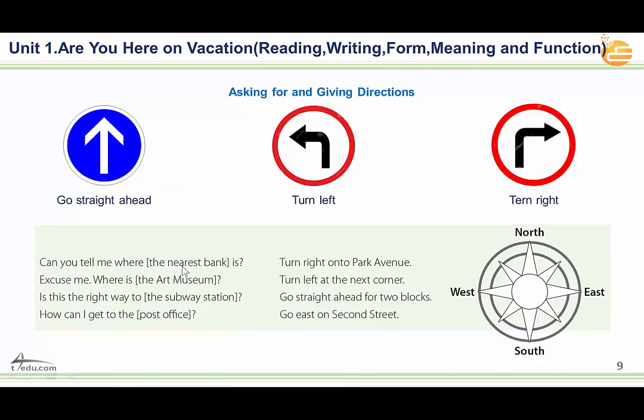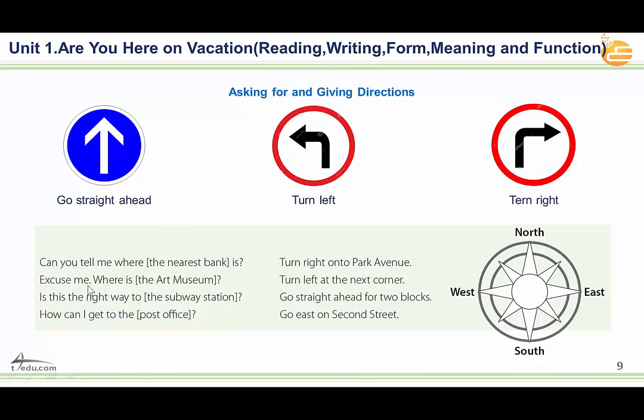If you want to ask about, for example, a restaurant, can you tell me where the restaurant is? Can you tell me where the post office is? Can you tell me where the park is? Okay, and the directions should be like this, or maybe close to this. Turn right into Park Avenue. Turn left into, for example, let's say Hera Street. Okay, or maybe you can say go straight.